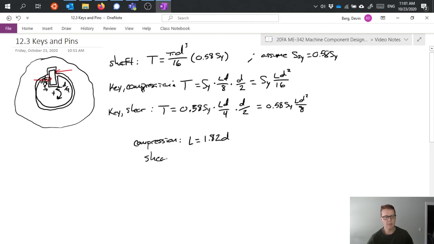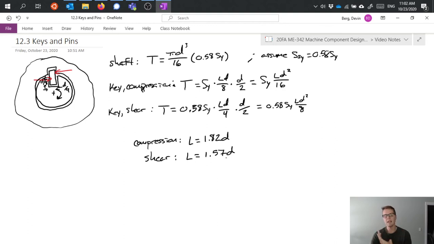If we do the same thing, but now with shear, take the shaft torque, set it equal to the key shear failing torque, we get L equals 1.57 D. So what this basically says is that if we want the key to fail at the same time as the shaft, then it needs to be equal to 1.82 times the shaft diameter for the compression case and 1.57 times the diameter for the shear case. So we can actually see that the compression is a little bit more conservative because it's prescribing a longer key than in the shear case.